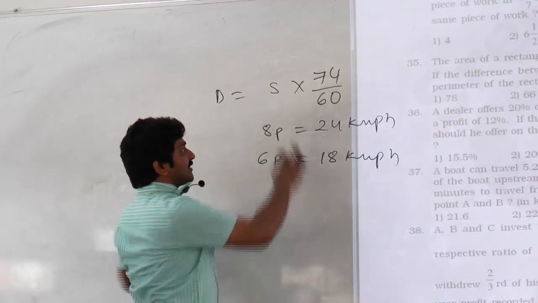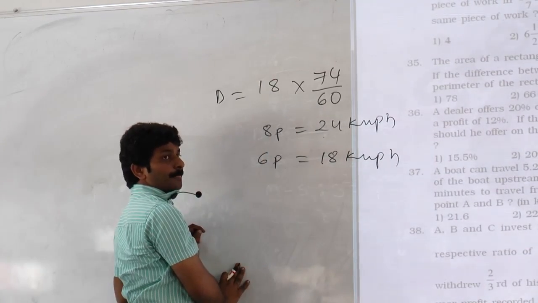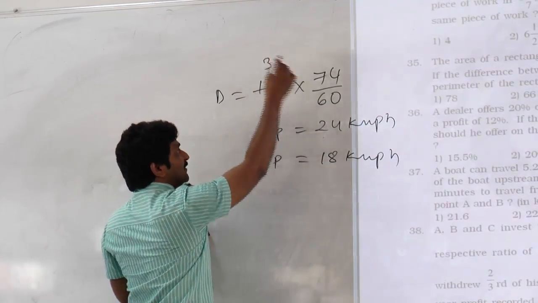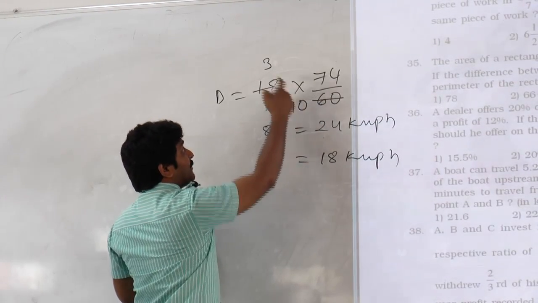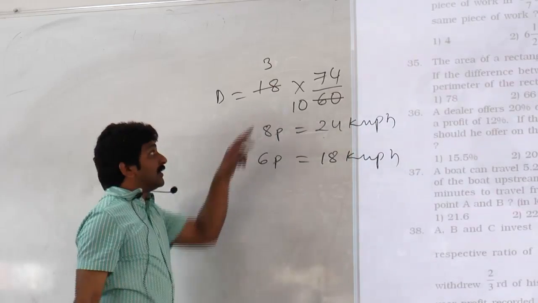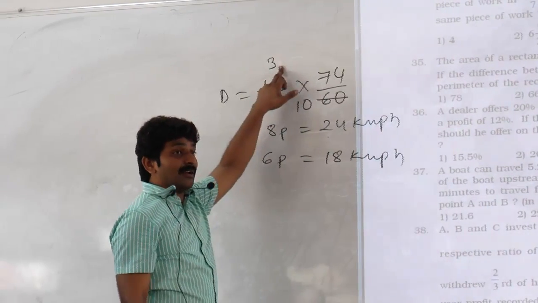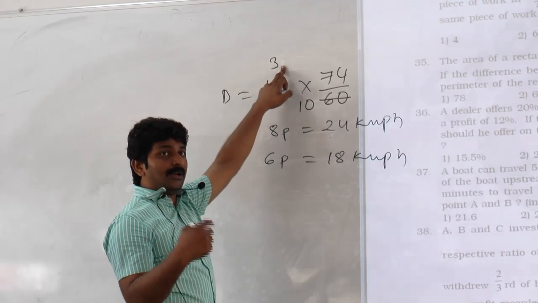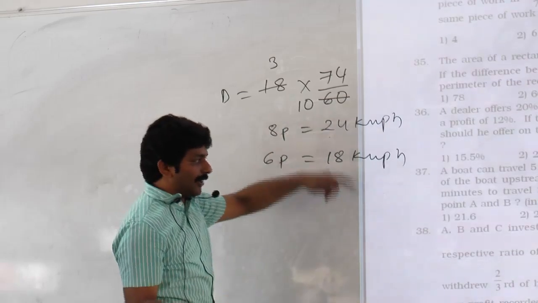We are asked about distance. So let me replace it with 18. 74 minutes is 74 by 60 hours. 6 into 10 is 60. 3 into 74 is 222, divided by 10, so 22.2 kilometers.